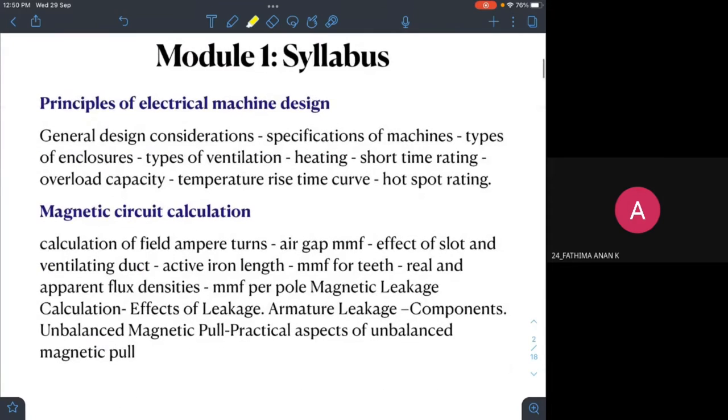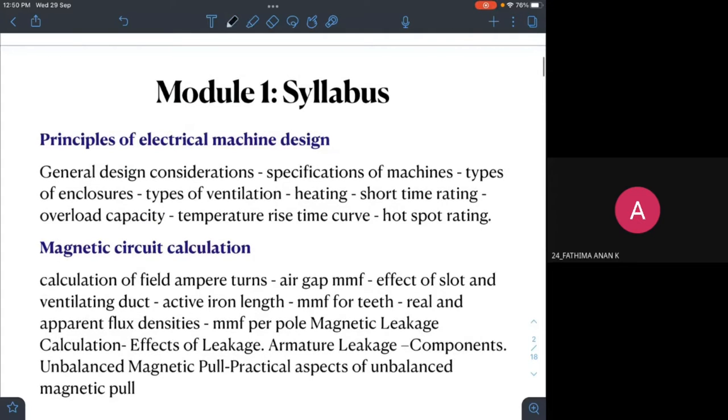These are the things that you are going to learn in this machine design chapter. First, you will learn about the principles of electrical machine design, in which you will see what is meant by design, what the specifications of machines are, and some general aspects like the construction, the ventilation and cooling. All those general aspects you will see as the first part.